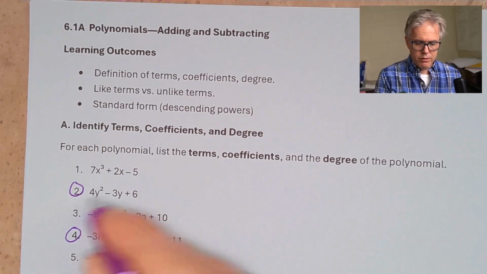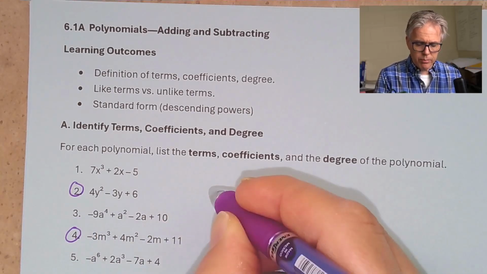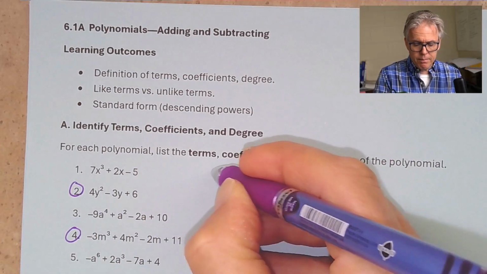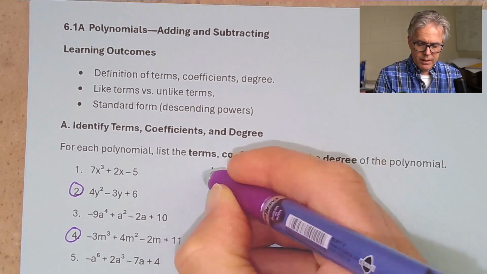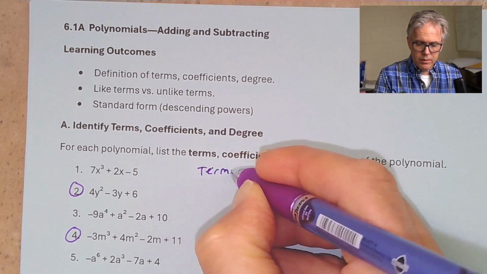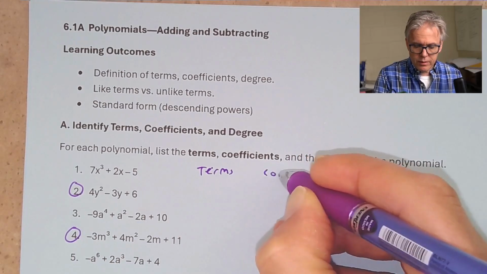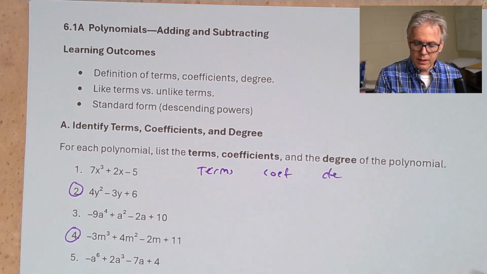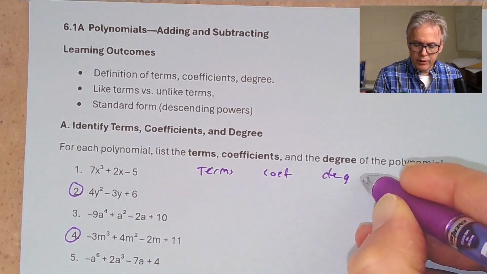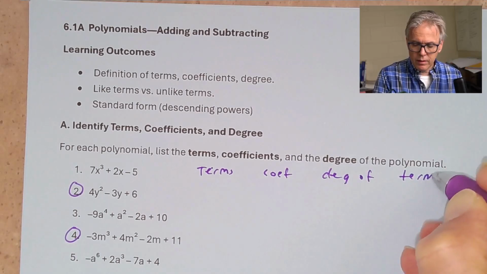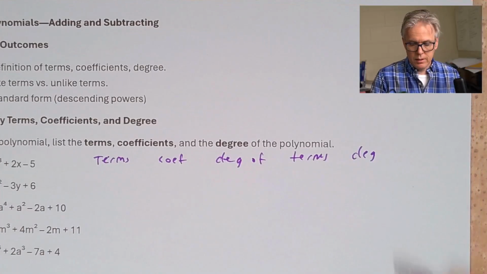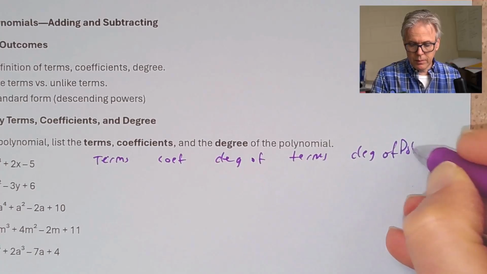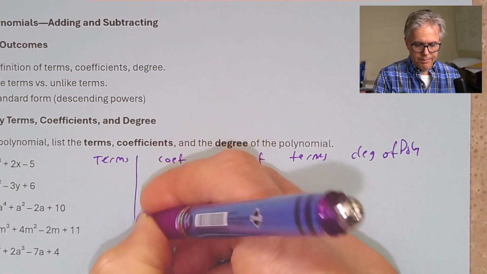So like for number 2. So what are the terms? So it's sometimes easier to sort of frame these in a table. So what are my terms and the coefficients and the degree of the terms and the degree of the polynomial? The degree of the polynomial. This is how we did it in class.